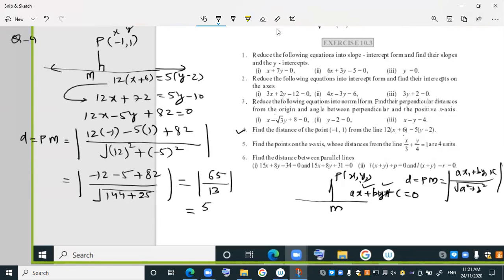So any distance from the point to the line is calculated by putting the coordinates of the point in the line and dividing by under root of the sum of the squares of the coefficients of x and y. This is the formula, you can use it.